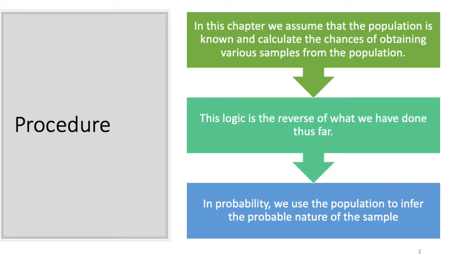First, let's start off by looking at the procedure. In this chapter, we assume that the population is known and calculate the chances of obtaining various samples from that population. This is the reverse of the logic of what we have done thus far. So in probability, we tend to use the population to infer the probable nature of a sample.